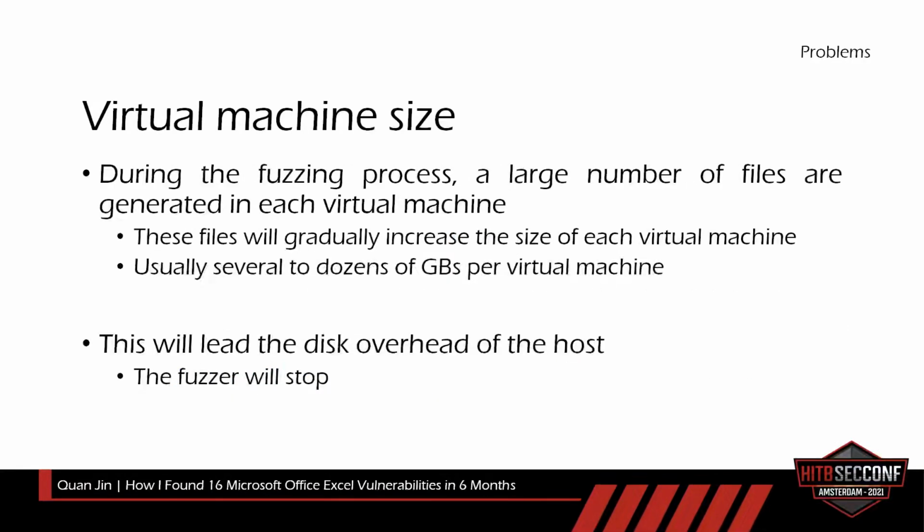I use VMware to fuzz. During the fuzzing process, a large number of files are generated in each virtual machine. These files will gradually increase the size of each virtual machine. Over time, the disk overhead of the host will increase significantly, usually several to dozens of GBs per virtual machine.